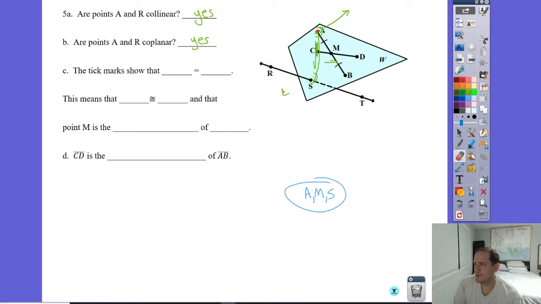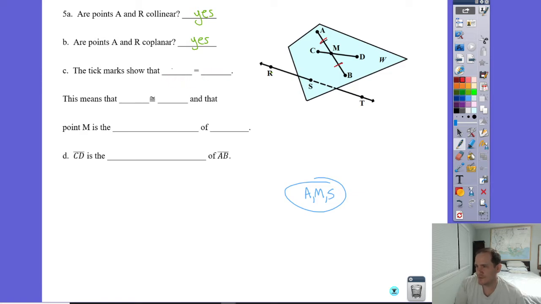Let's keep going. It says the tick marks show. The tick marks, if you don't know, are the little marks on lines that show that they're congruent. So it's this mark here, slash, slash. Since both of those line segments have tick marks, it means they're congruent. If they're congruent, it means they have the same measure.